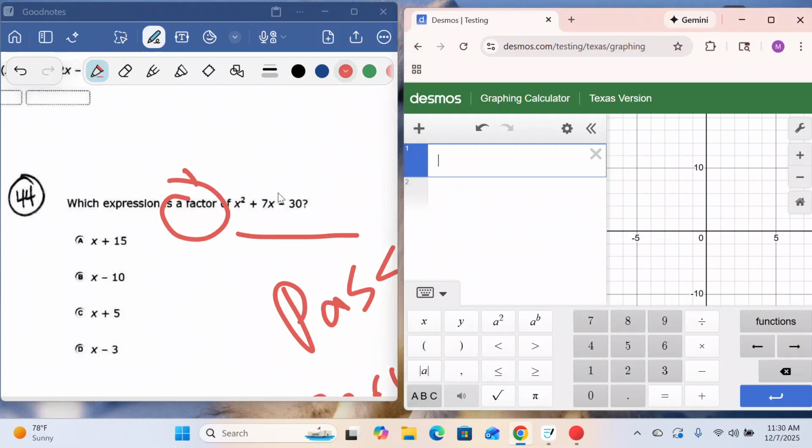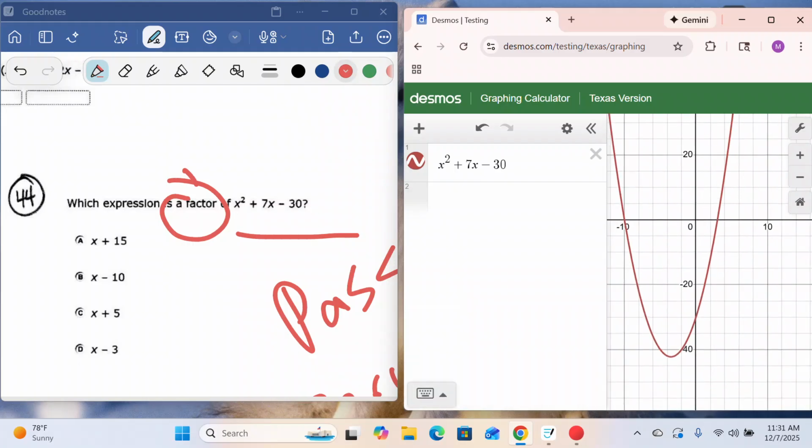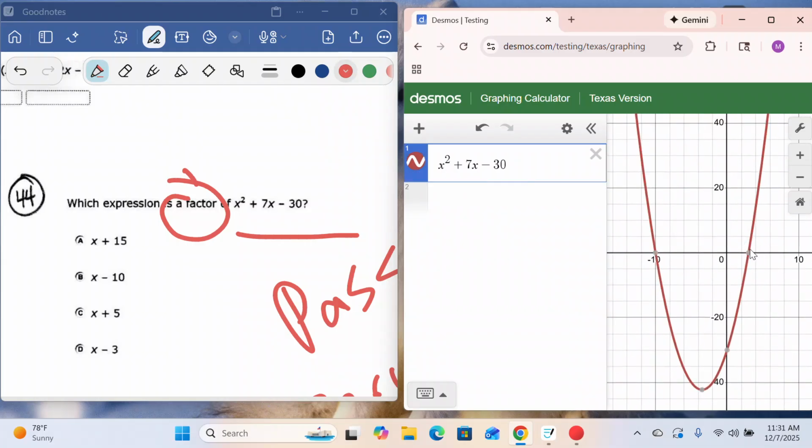So I'm going to go ahead and input this equation into Desmos and let Desmos do the work for us. Minus 30. And there it is. There's my U shape. There's my quadratic. I'm going to look at my zeros right there and right there. And if I want to move this so I can see my zeros, and remember they have to pass through the 0 in order for it to be a factor.